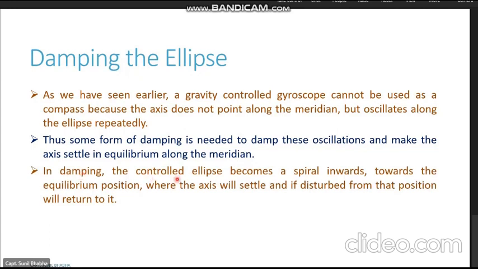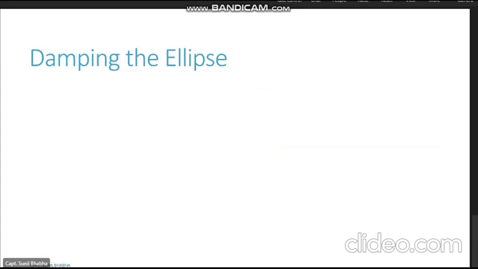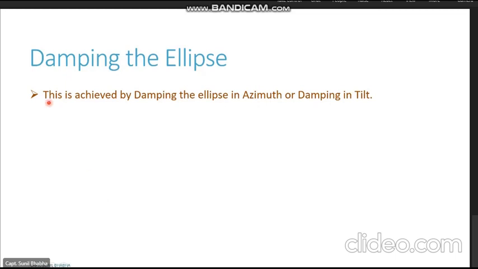Now in damping, the controlled ellipse becomes a spiral inwards towards the equilibrium position where the axis is going to settle down. And also, what is important to note is that if the axis is disturbed from this settling position, the axis has the capability to return back to the equilibrium position. Now this is achieved by damping the ellipse. This damping is possible in two different ways. The ellipse can be dampened in azimuth or it can be dampened in tilt.